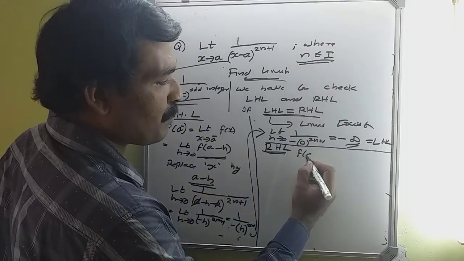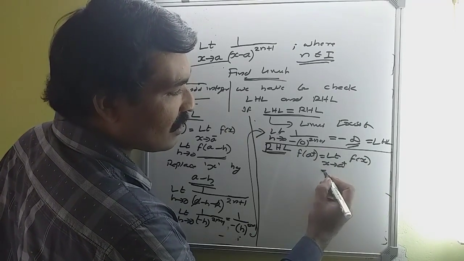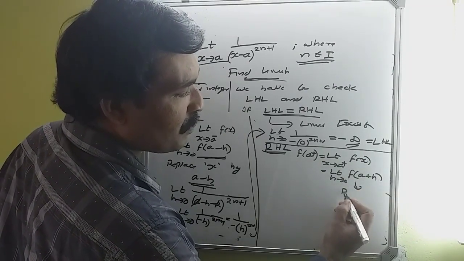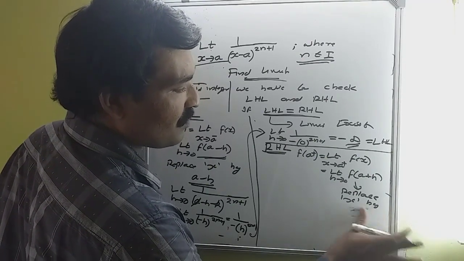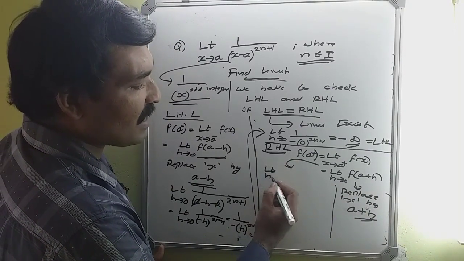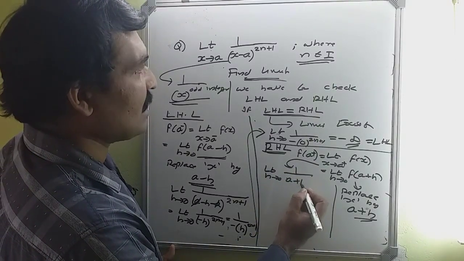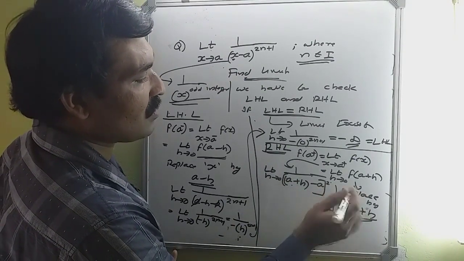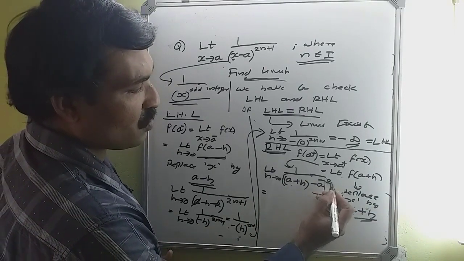Right hand limit. That is f of a plus, is equal to limit x tends to a plus f of x, is equal to limit h tends to 0 f of a plus h. That is, replace x by a plus h. So this becomes limit h tends to 0, 1 by (a plus h, x is replaced by a plus h, minus a) the whole raised to 2n plus 1, 2n plus 1. That is equal to raised to 2n plus 1.